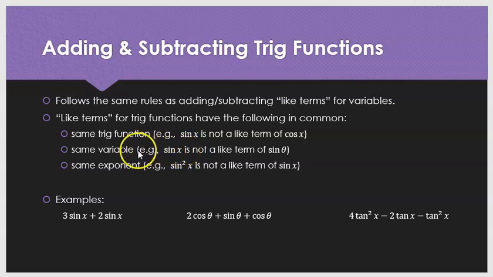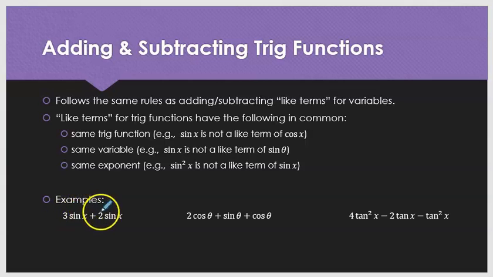And then the last thing, just like with adding other like terms, you have to have the same exponent. So you couldn't combine something like sine squared with sine, in the same way that you can't add x squared plus x. You have to have the same exponent on those trig functions as well. So now I'll show you a quick couple of examples to demonstrate this.